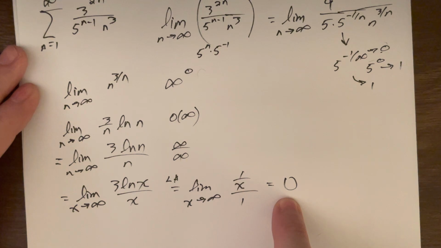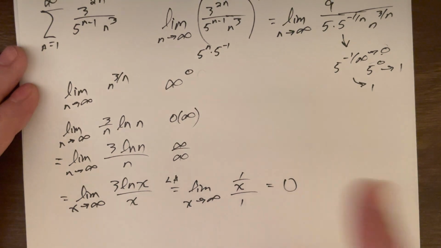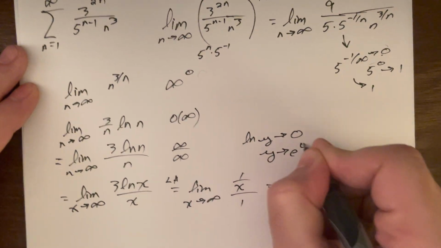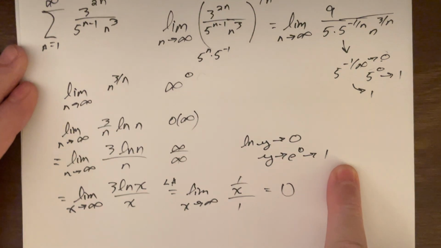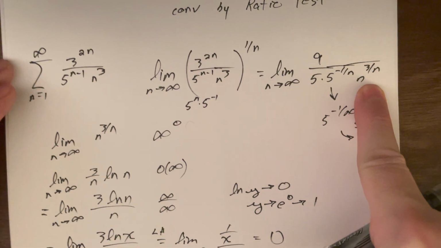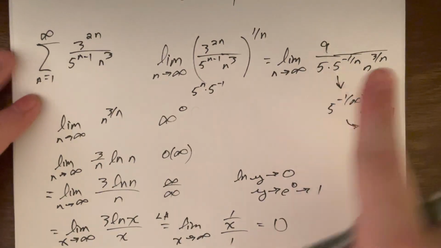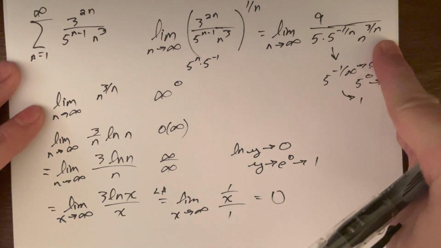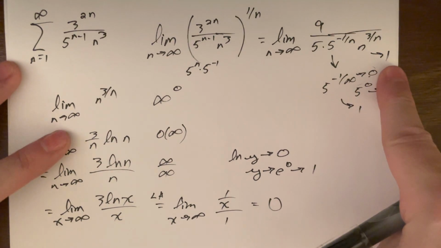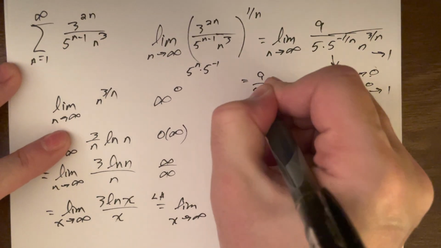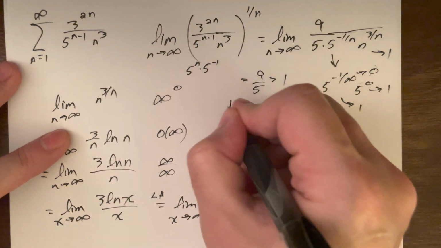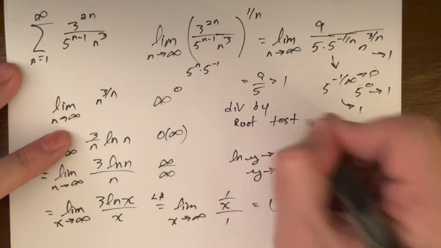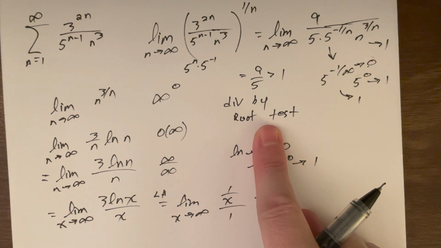Well, if this piece goes to 0, that would be my log of y goes to 0. Therefore, y goes to e to the 0, which equals 1. So not trivial at all. Look at all this extra work I had to do just for that one little component. But now finally we get that goes to 1 as well. This whole limit is 9/5, greater than 1. We once again diverge, but this time by the root test.